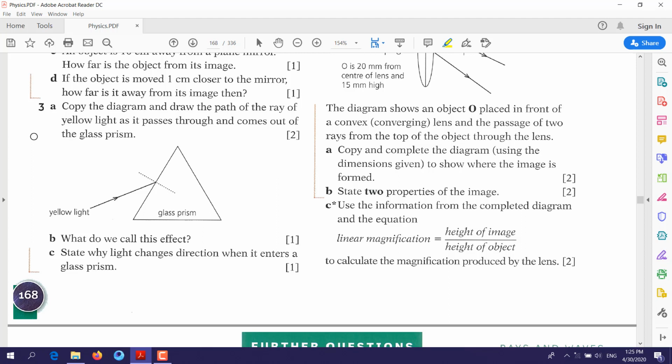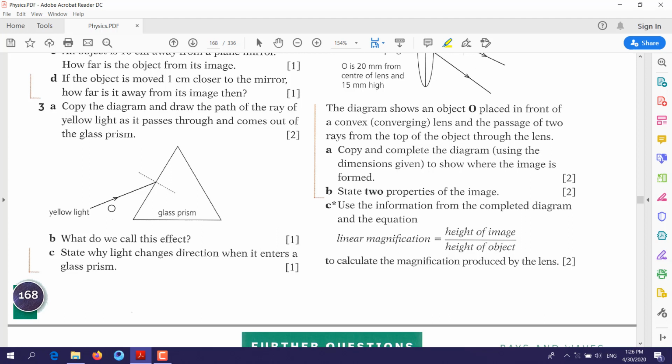Question number 3A. Copy the diagram and draw the path of the ray of yellow light as it passes through and comes out of the glass prism. Here we have this prism and here is the yellow light. Because now the light travels from air to glass, two different mediums, what will happen to the light ray? It will bend. But how will it bend? To draw the ray when it bends, firstly you should draw this line. We call it the normal. When you draw the normal, now we have a law.